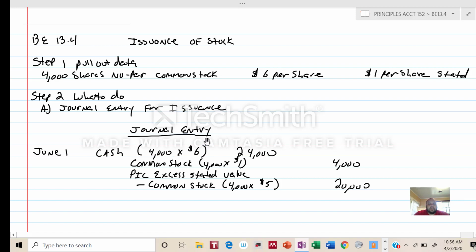The journal entry is as follows. June 1st, we received cash in this situation, 4,000 shares at $6, which is $24,000. We're going to do a credit to common stock to put it on our books, 4,000 shares at $1 stated value instead of par, which is $4,000. Then the difference is paid in capital in excess of stated value of common stock, 4,000 shares times $5, which is $20,000. So that's 13.4.